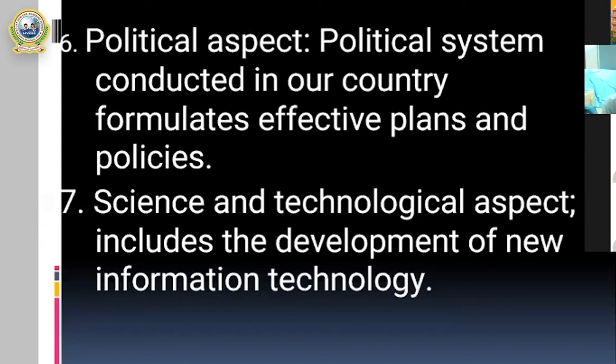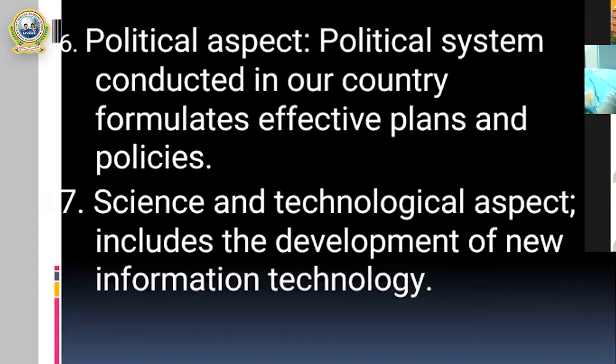Political system conducted in our country formulates effective plans and policy. It means there is a great role of government to formulate effective plans and policies. And we know that different effective plans and policies help to preserve the environment. And if we conserve the environment, it also helps to promote the health of human beings.